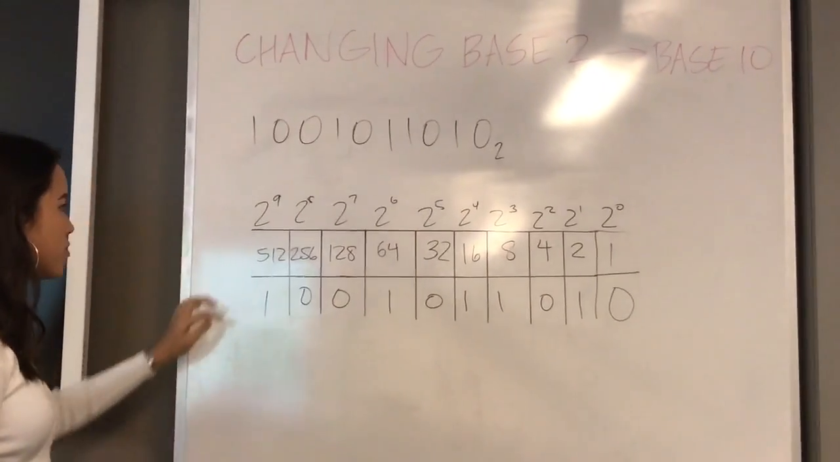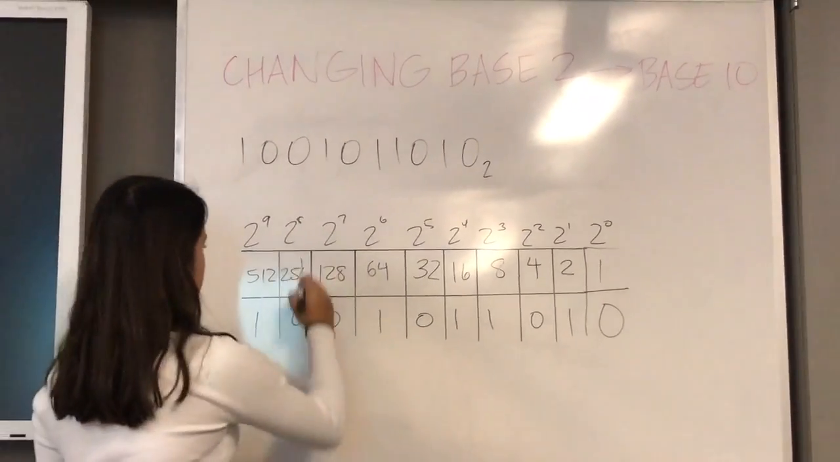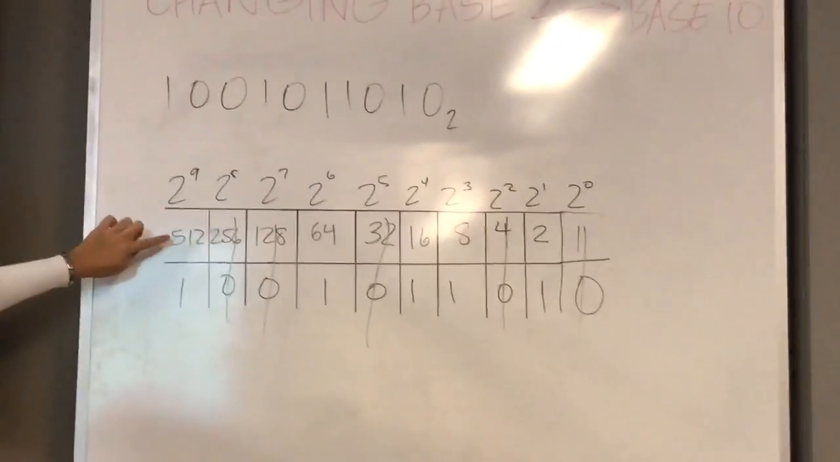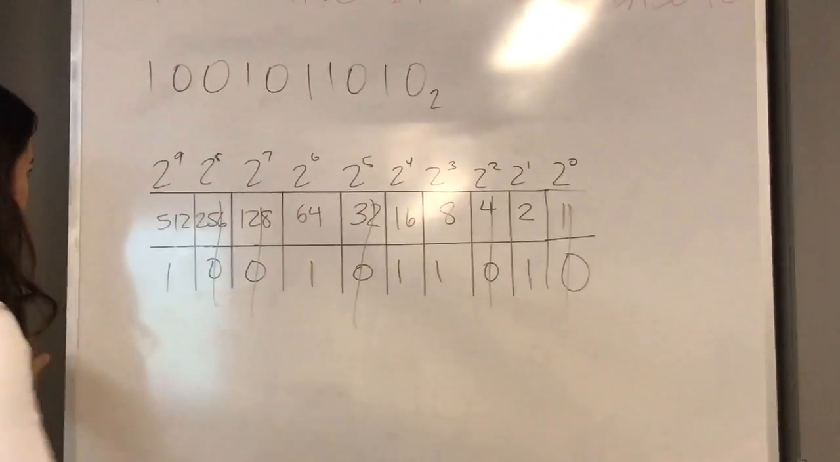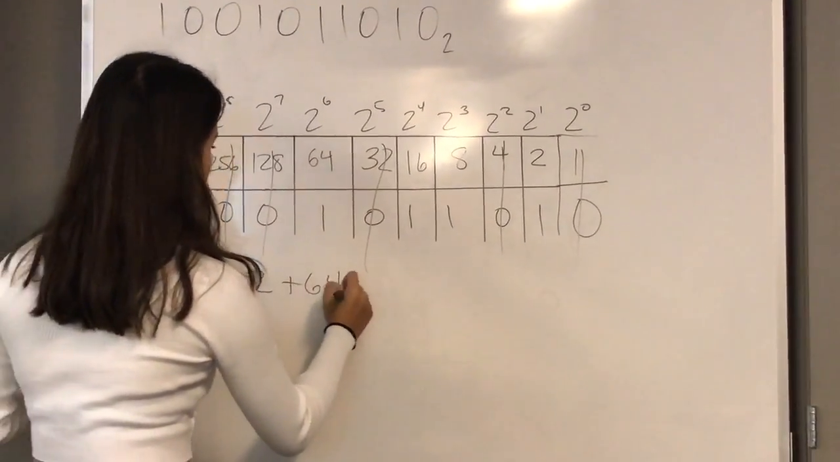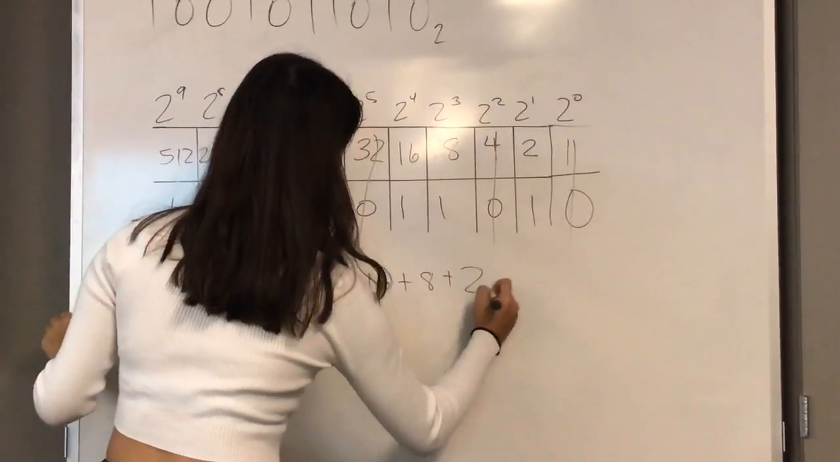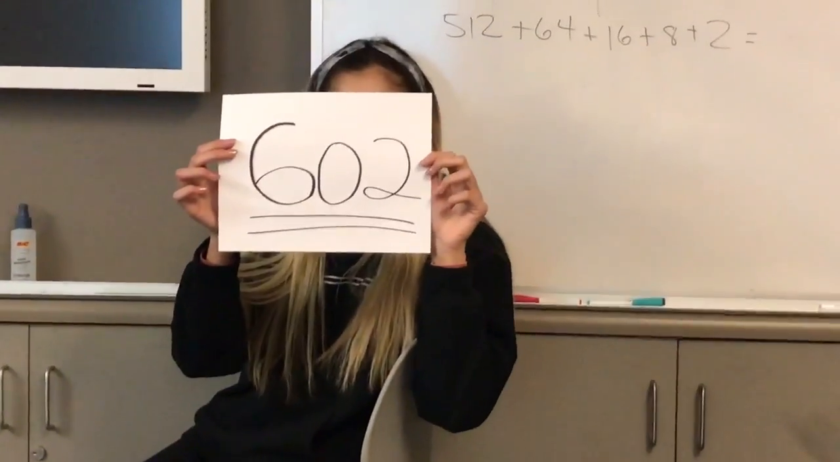Okay, so what you're going to do now is ignore these ones with zeros. So you can just cross these out, multiply these two together, and you're going to add each separate one together. So it's going to be 512 plus 64 plus 16 plus 8 plus 2, and your answer is 602.